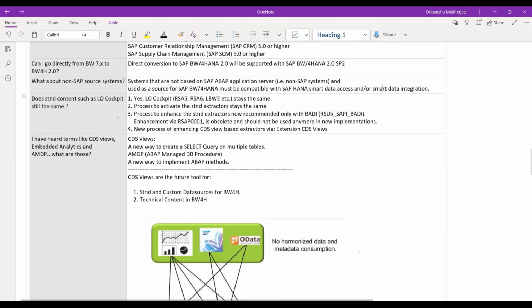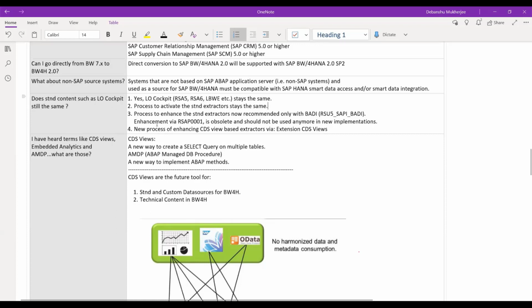Another question. Yesterday itself I got this question asked. What about standard content of LO cockpit? Remember our favorite LO cockpit, logistics cockpit, your sales and distribution data sources. Are they still the same? Answer is yes. LO cockpit, source side, there is no change. RSA5 process is the same, activation of the data source. RSA6 post processing is the same. LBWE, where you activate your delta mechanism and your data source, it's the same. So for the LO cockpit, nothing has changed.